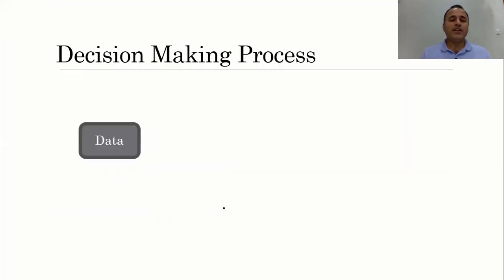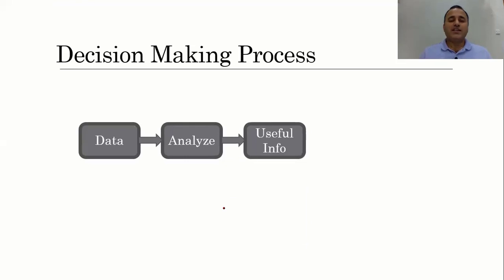If we look at the decision-making process, we start with the data and then we analyze it. As I said, data is just a set of abstract numbers. It does not mean anything, you have to analyze it. Once you analyze it, of course, it's converted into useful information. Now, it has to be useful. The analysis should lead to useful information. And of course, we can use that information for decision making.